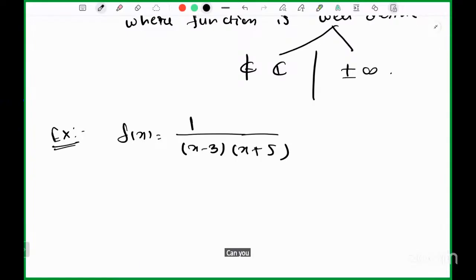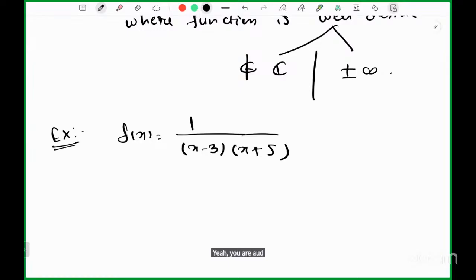Can you guys tell me what is the domain of this function? So are you guys listening? Am I audible? Yeah, you are audible.